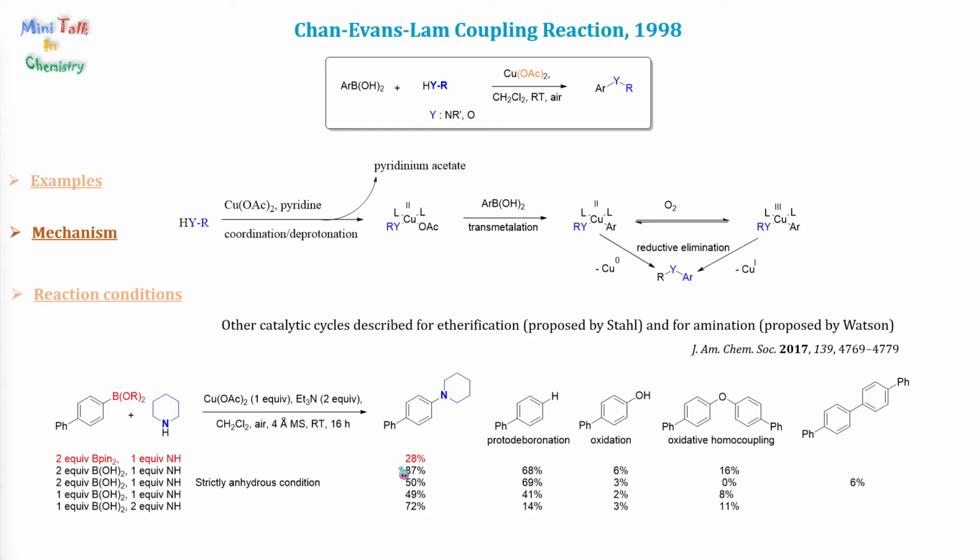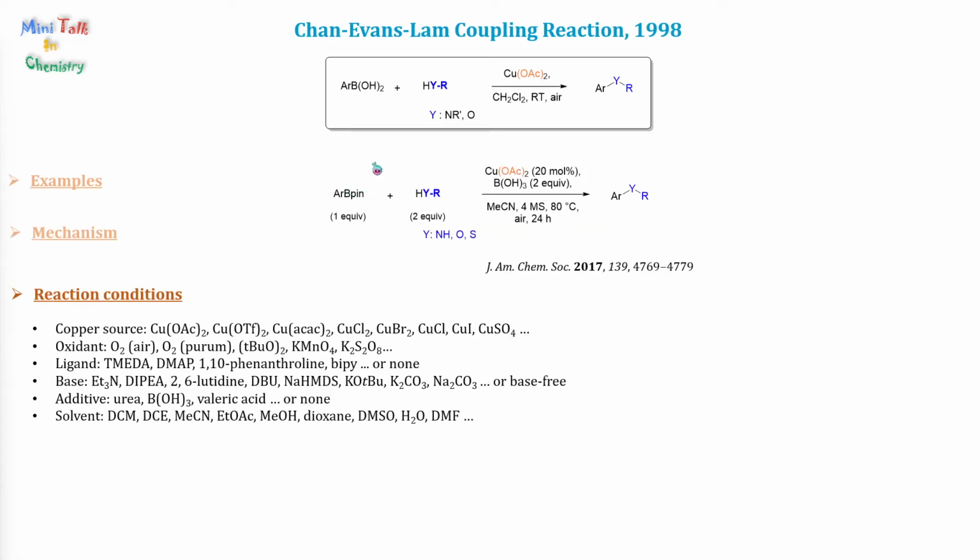pinacol ester was more difficult than with the corresponding boronic acid, yielding only 28% instead of 87%. The reactivity issues in the Chan-Evans-Lam coupling reaction are due to catalyst inhibition by the pinacol. Based on the results of the mechanistic study, the conventional organic base triethylamine was replaced by boric acid. The boric acid forms a stable boric acid ester with pinacol, rendering a good yield for the coupling reaction with aryl pinacol esters.